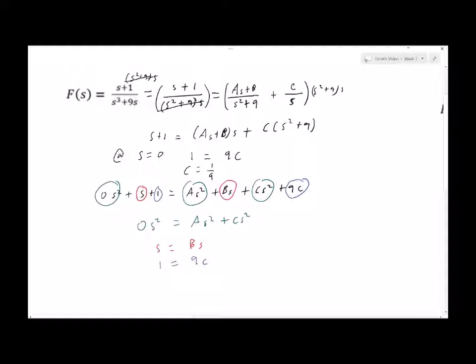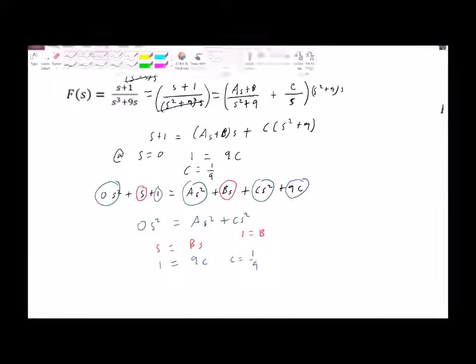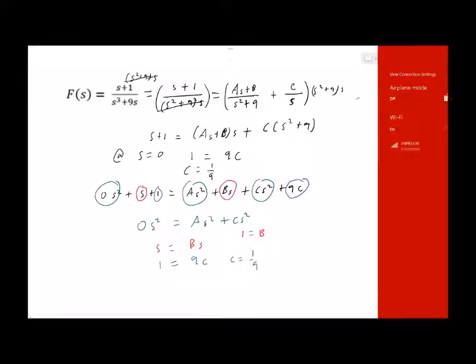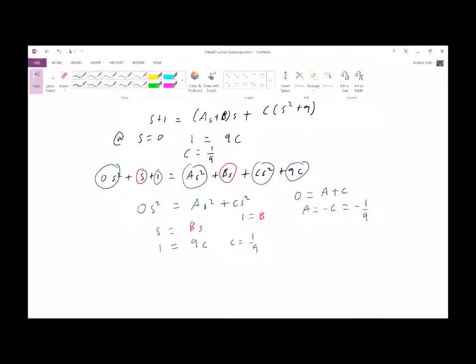So that's how it works. On the red one, the s term, the s's cancel out and I'm left with 1 equals b, or b equals 1. Now on the green, the s squared terms, if we divide by s squared, we're left with 0 equals a plus c. We know what c equals, so a equals negative c, which is negative 1/9. And now we can finally plug all this in.